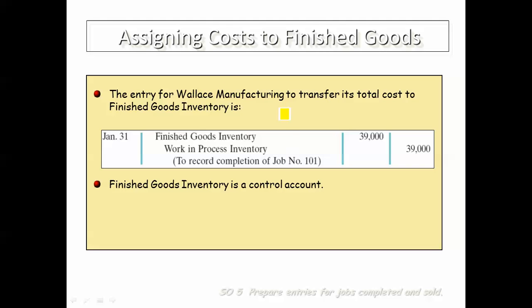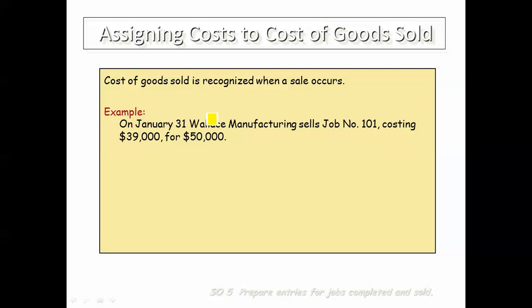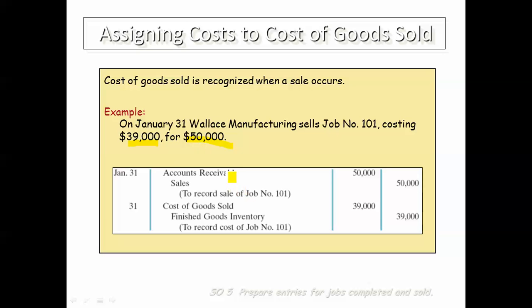Now, when the jobs are completed, what I do is transfer it from work in process. So I credit work in process and I debit finished goods. And then, example, I sell job 101, I now sell it. I sell it for $50,000 and it cost me $39,000 to produce. So the journal entry, I sell it on account, debit accounts receivable $50,000, credit sales, then debit the cost of goods sold for the cost of the product, and you take it out of finished goods inventory. So you credit finished goods inventory. Debit cost of goods sold, credit finished goods inventory.